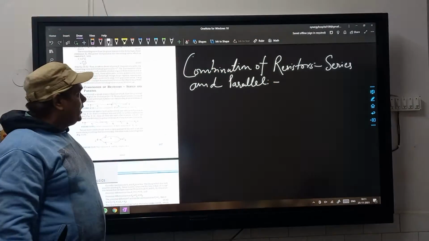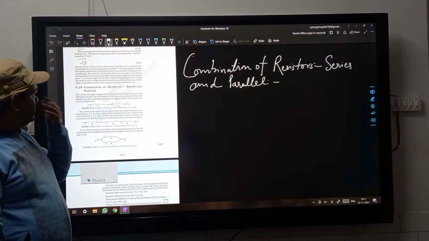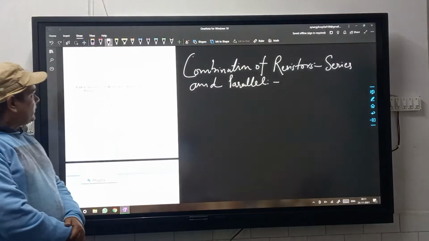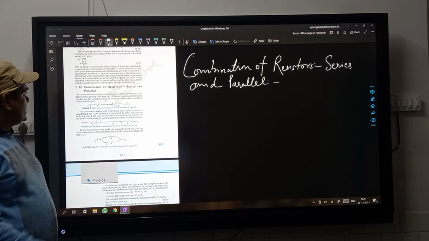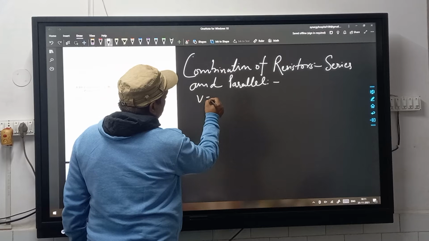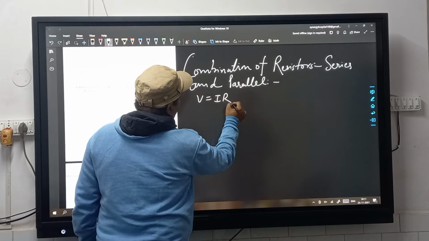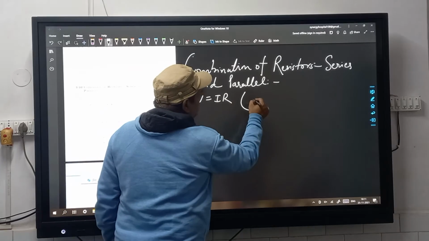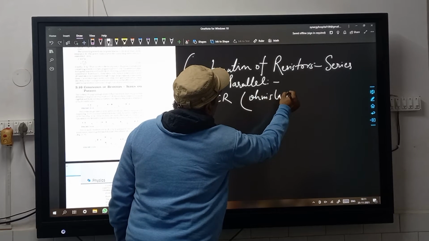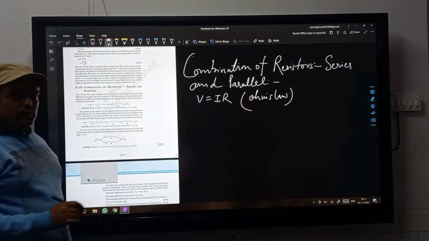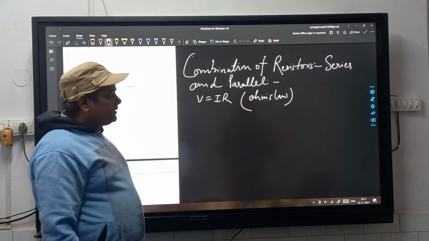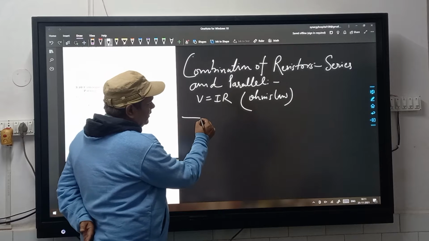Okay, as we know that the current through a single resistor across which there is a potential difference V is given by V is equal to IR. That is Ohm's law. So a number of resistors can be taken and connected in series as shown in the figure.